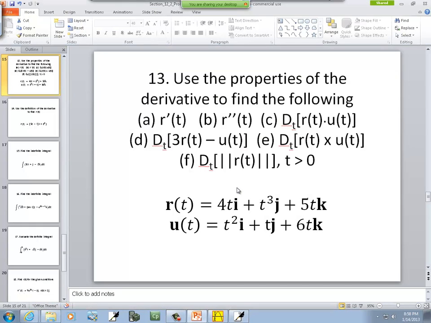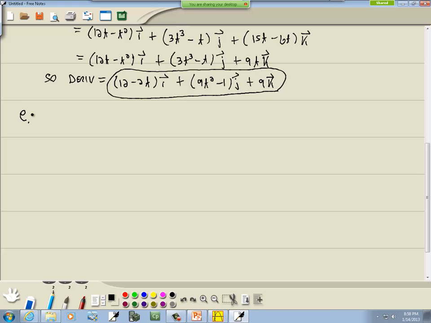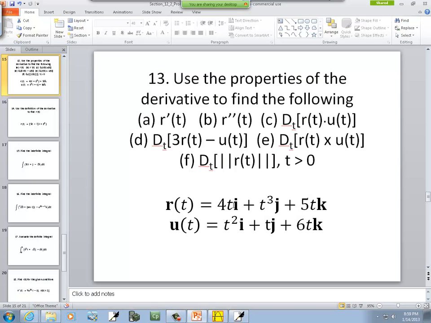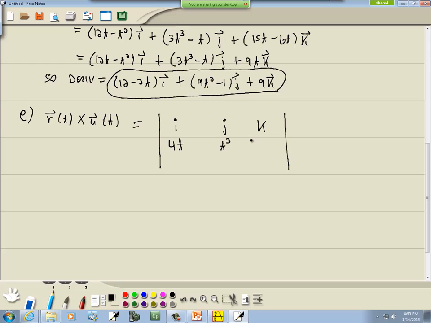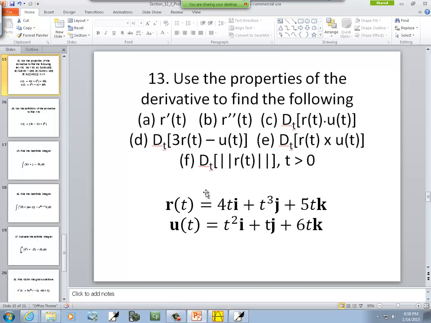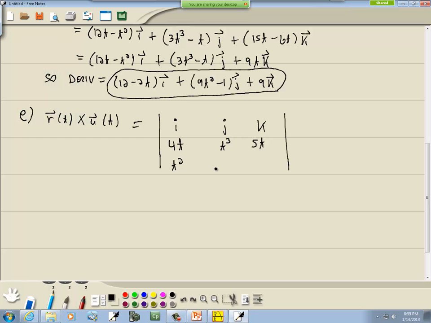Now E. We want to find the cross product and then take the derivative of it. So r and u. So find the cross product of those. Now remember the cross product, our top part is always our i, j, k. Next one is r, which is first, so we put r in our second row. And r was 4t, t to the third, and 5t. Put the component functions down. And then our u is second, so we're going to put our u in the last row. And u is t squared, t squared, t and 6t. Okay, let's see what this gives us.